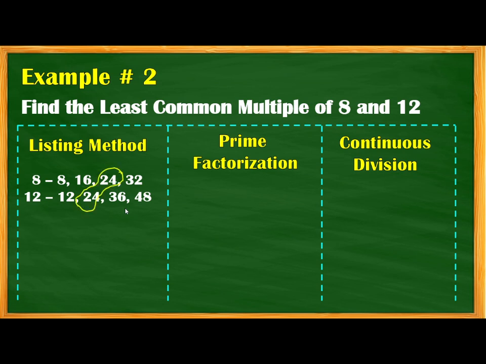So the common multiple of 8 and 12 is 24. So the LCM, rather, is 24.